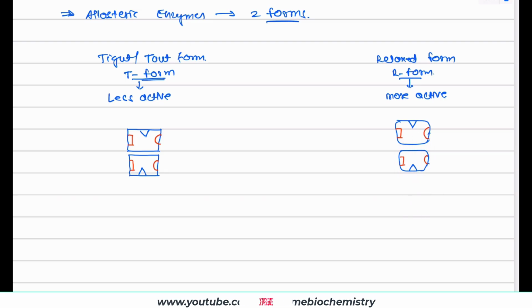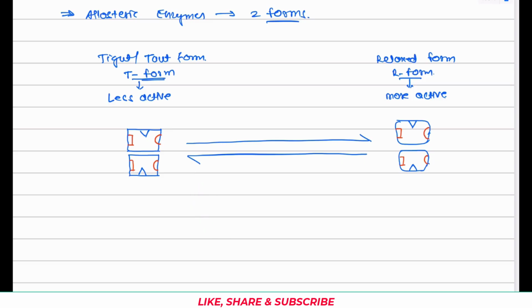But what happens? Both forms are at equilibrium. For any allosteric enzyme, this T form and relaxed form are at equilibrium. Suppose, just as a hypothetical example, we have 100 molecules of this allosteric enzyme. Then it is possible that 50 enzymes are in the T form and 50 enzymes are in the R form.